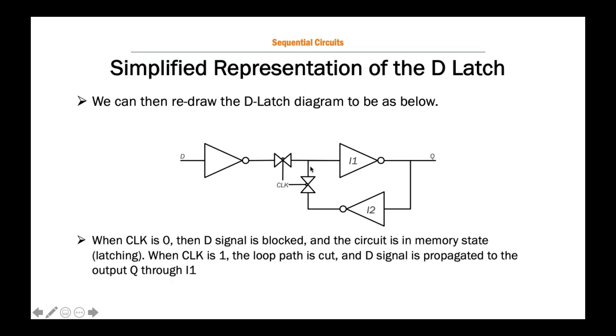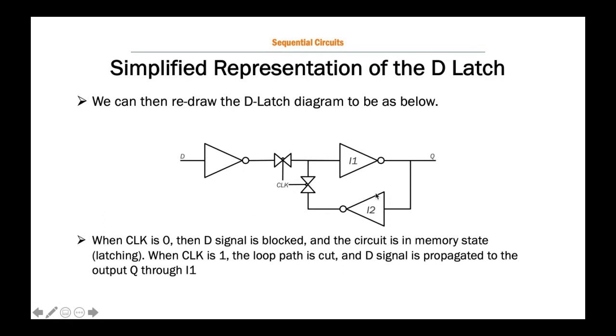So that gate is open. That means it's connected. So whatever the last value of D was on that wire, now it's trapped or locked. So it's going into this memory state or latching state.